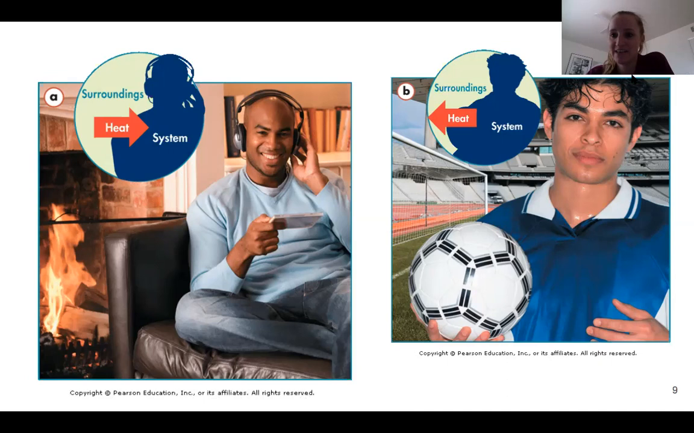Now, if we look at this guy over here, he is a sweaty mess, okay? So he is the system. The surroundings are the air around him. He is releasing heat into the surroundings to help cool him off. So this would be an exothermic reaction, just exiting his body. So hopefully that makes a little bit of sense.